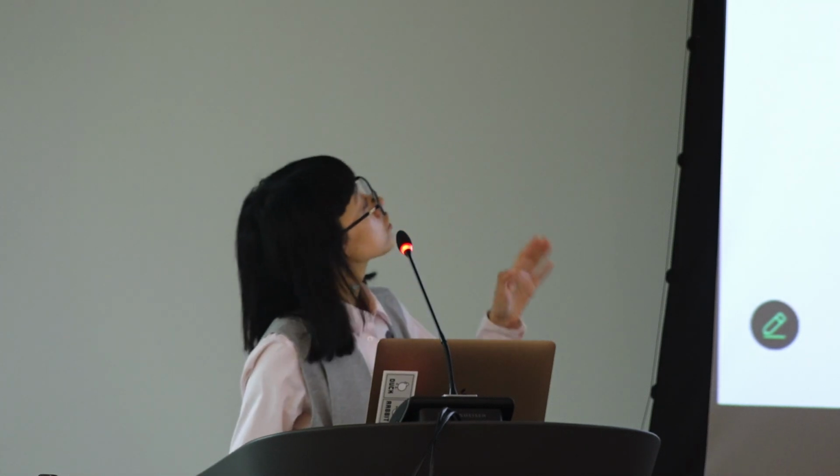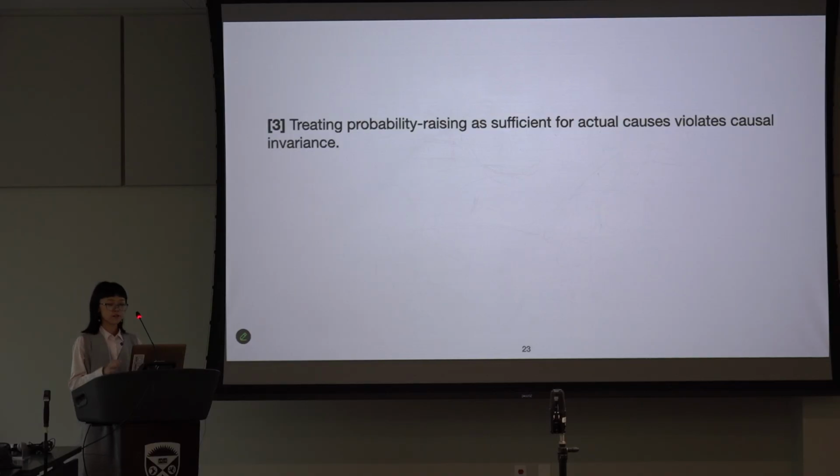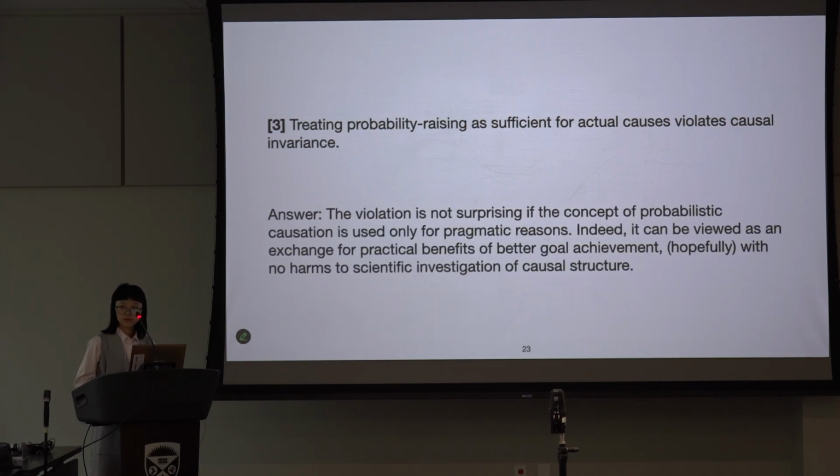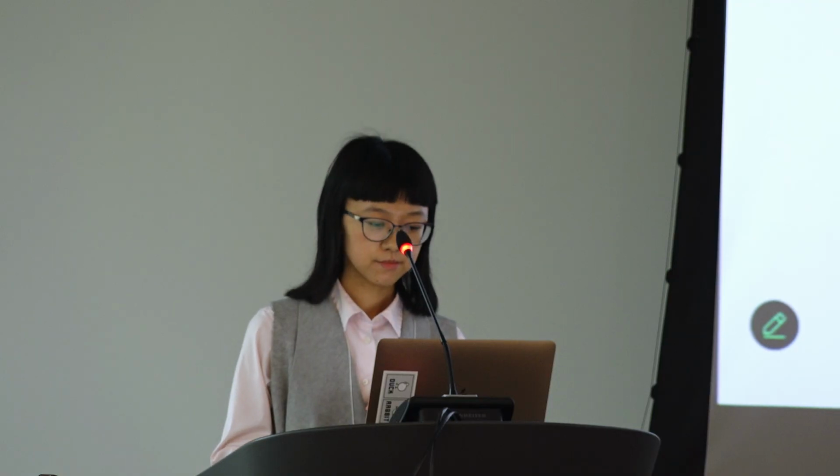And finally, treating probability reasoning as sufficient for being an actual cause seems to violate a certain form of causal invariance. Now, this violation would not be surprising if the concept of probabilistic causation is used only for pragmatic reasons. And indeed, it can be viewed as an exchange for practical benefits for better goal achievement, and hopefully with no harm to scientific investigations of causal structure.